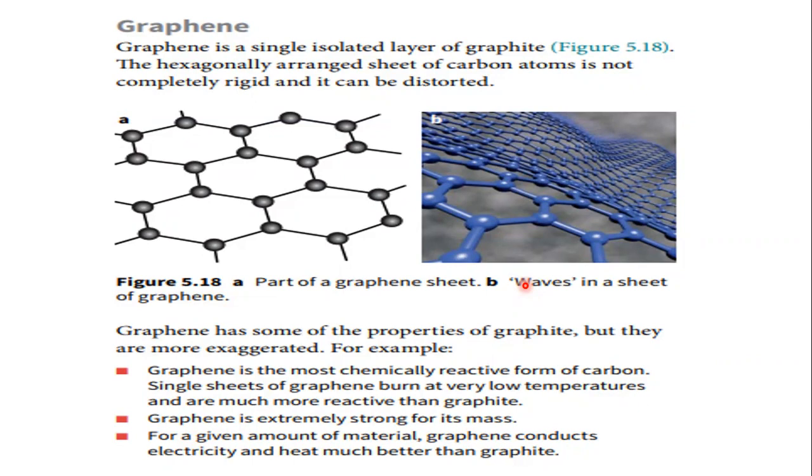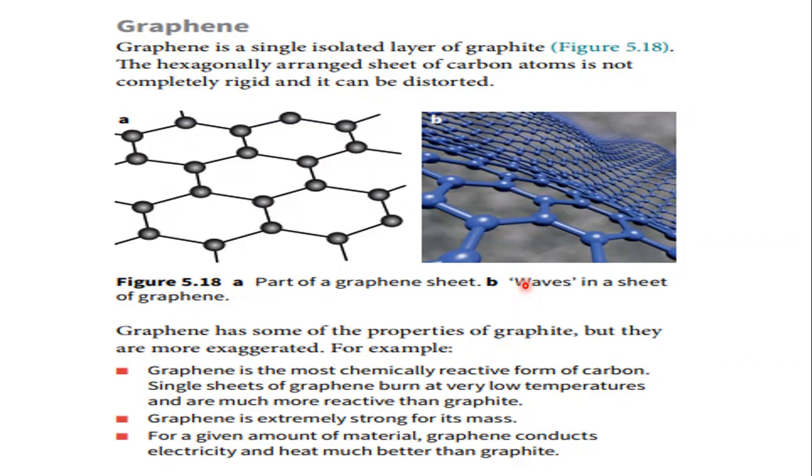Graphene is the most chemically reactive form of carbon. Out of all the forms of carbon, fluorine, nanotubes, graphite, graphene is the most chemically reactive, simply because it's a single layer. The surface area is high, so you can have fast chemical reactions. Single sheets of graphene also burn at low temperatures and they are more reactive.